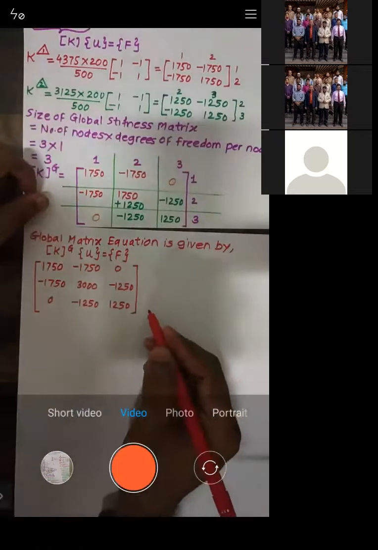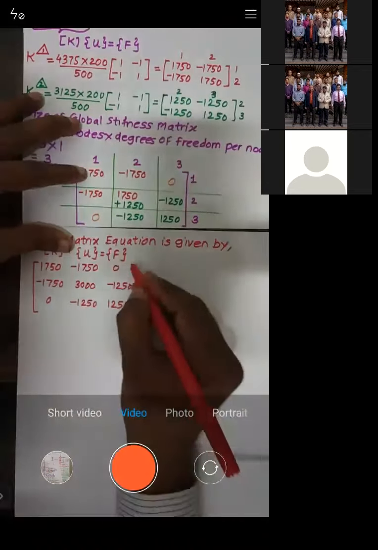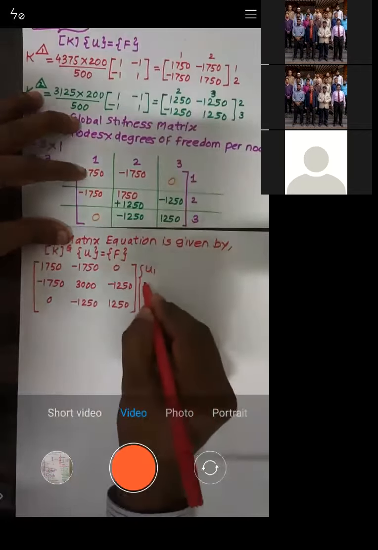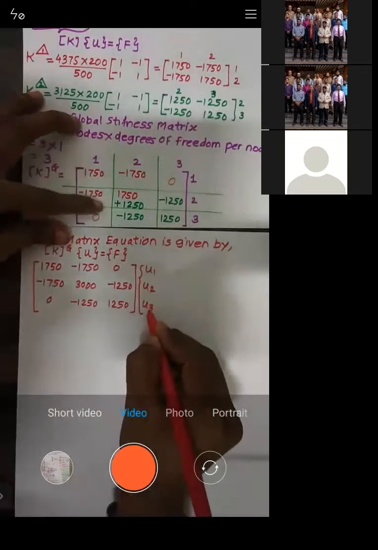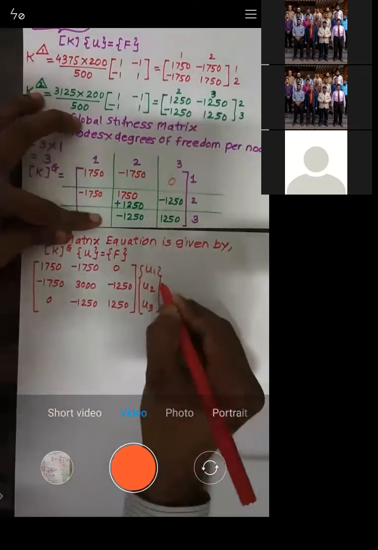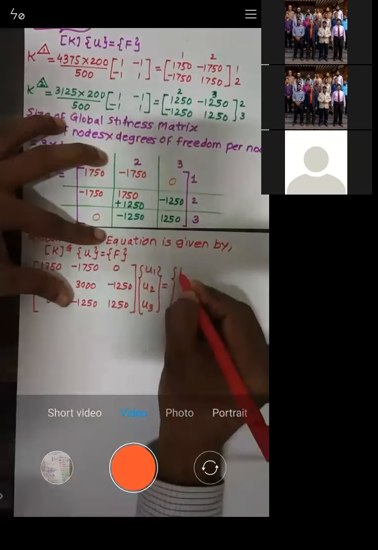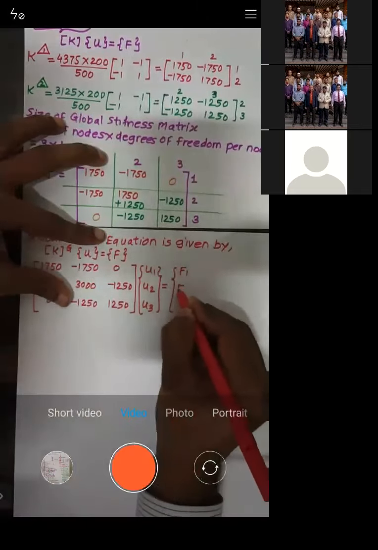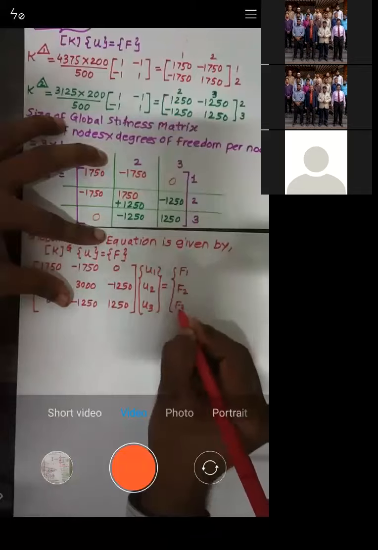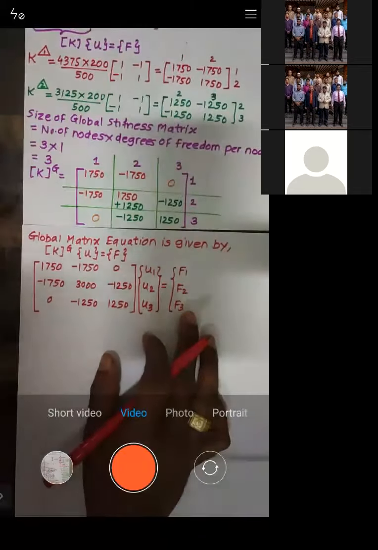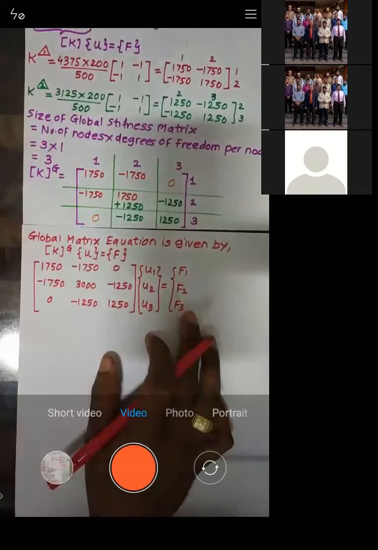Okay, you can check with this. This is to be multiplied by displacements, and those displacements are u1, u2, u3, because we have 3 nodes. It is given by force, and these forces are F1, F2, and F3. Now see, now this is a very important step. Whatever I'm writing now is a very important step.